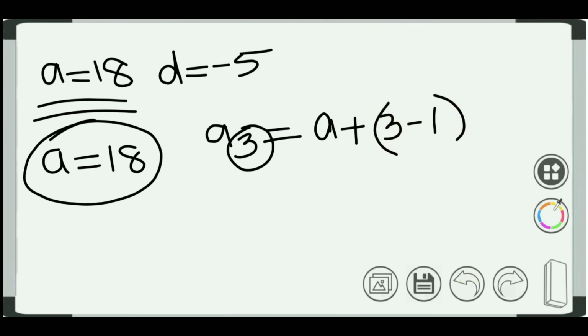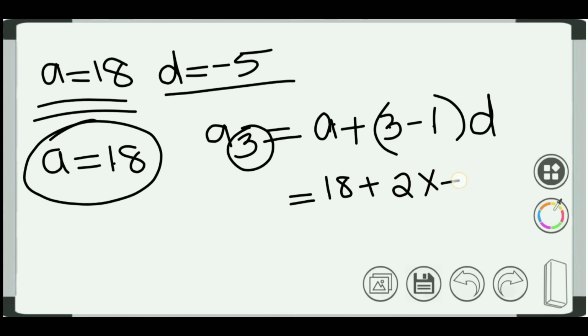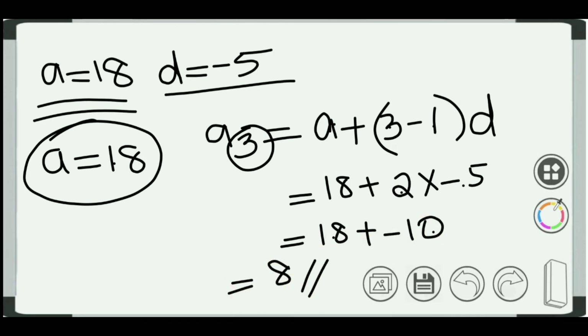into D. What is A? 18 plus 3 minus 1, 2. 2 into what is D? Minus 5. 18 plus 5 2s are 10, minus 10. 18 minus 10? 8. So you got the value of third term as 8 and first term as 18.